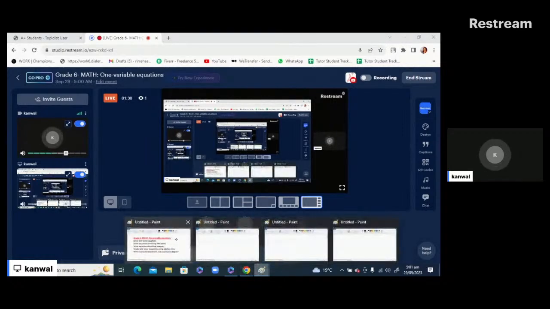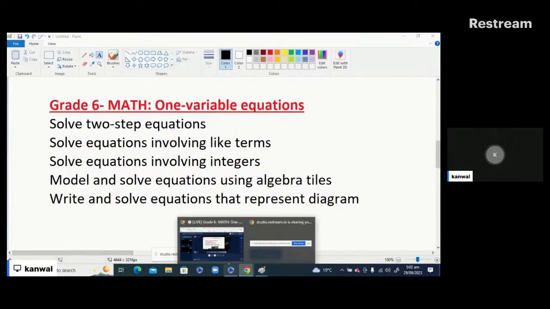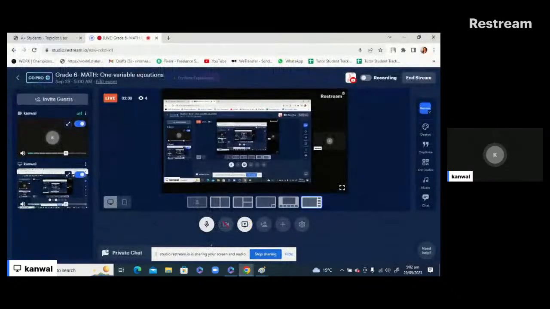So today we will discuss grade 6 maths, one variable equations, and here are the names of the lessons. Solve two-step equations, solve equations involving like terms, then solve equations involving integers, then model and solve the equations using the algebra tiles, and write and solve the equations that represent the diagrams. Okay? Alright then.